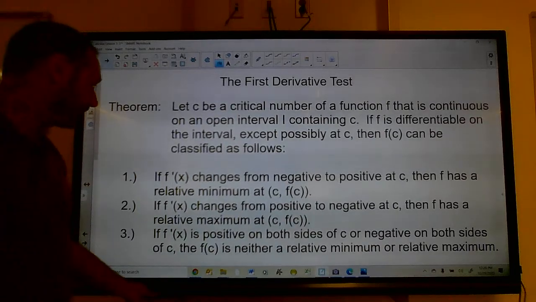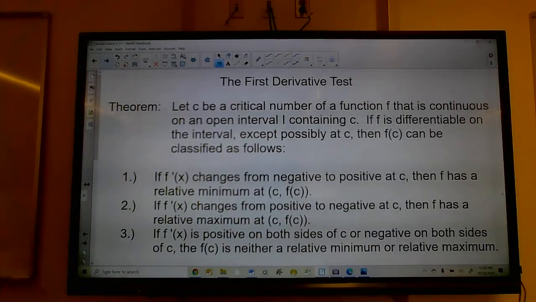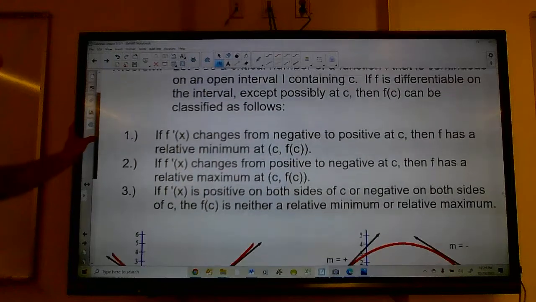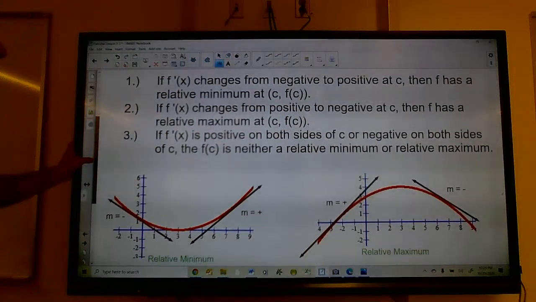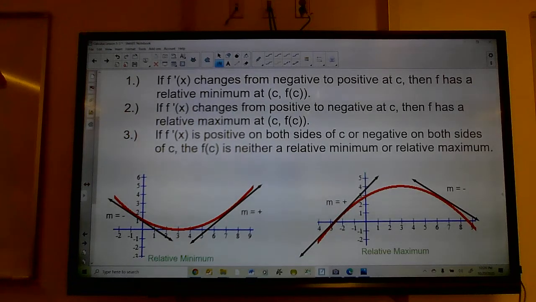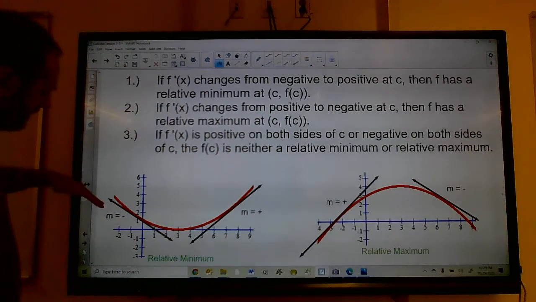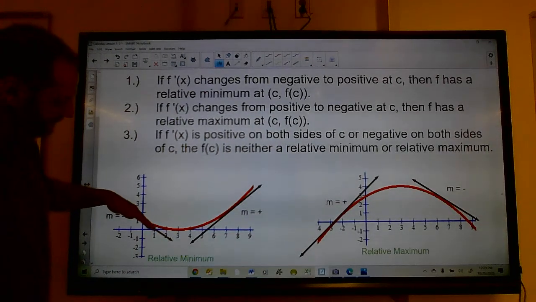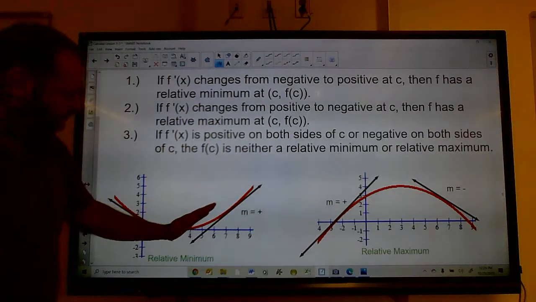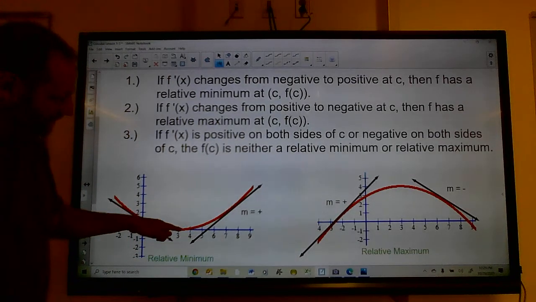The first derivative test. Let C be a critical number of a function f that is continuous on an open interval I containing the point C. If f is differentiable on the interval except possibly at C, then f of C can be classified as follows. If f prime of x changes from negative to positive at C, then f has a relative minimum at C, f of C. Okay, what does that mean? That means if my derivative here is negative and then it changes to positive, that means that I've got a minimum in that situation.